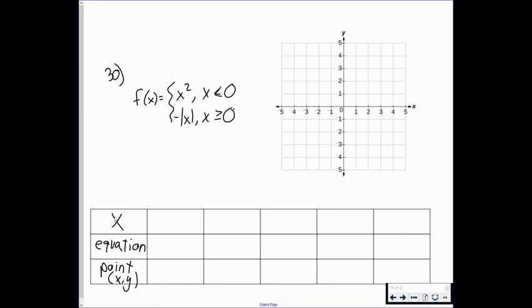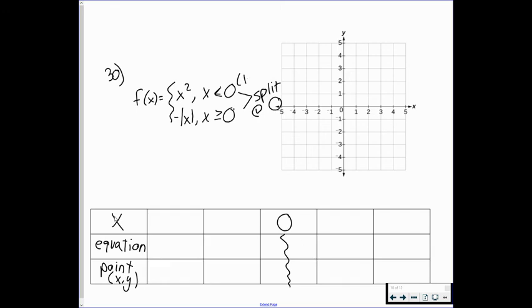Now we need to think about what x values we're going to plug into our piecewise function. This is where the graph is going to split at 0. So in the middle of my table, I'm going to put 0 and split the table where the graph is going to split at.